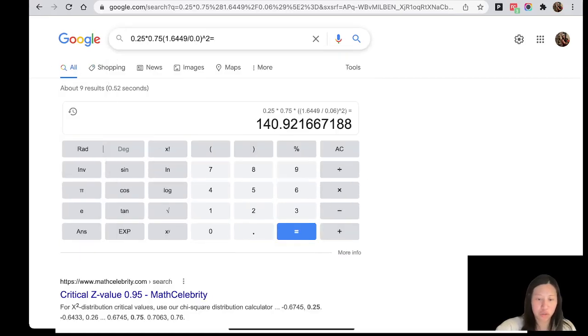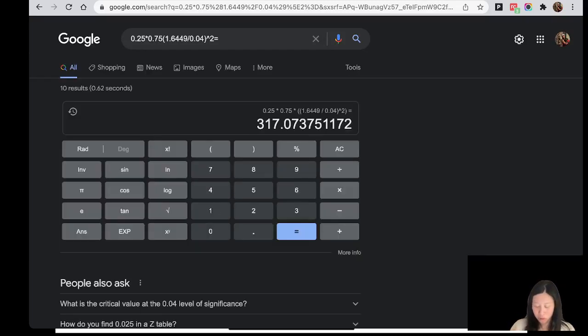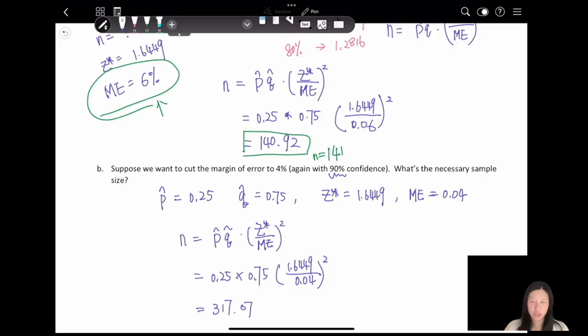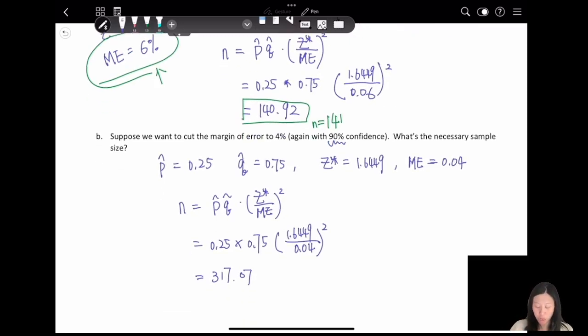Here we change to 4, equals 317.7. We need to survey at least 317.7 people. Remember, that's the least requirement. So if you get less than this number, you're not going to attain a 4% margin of error. That means we always need to round up, so we actually need 318 people as our sample size.